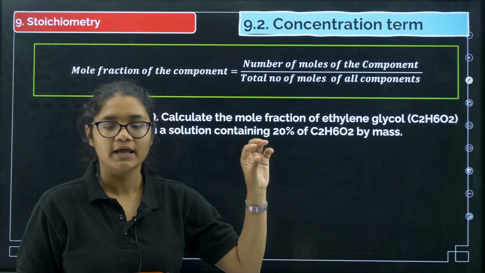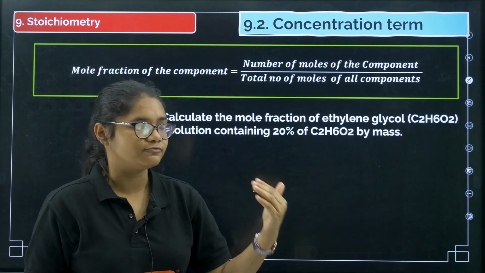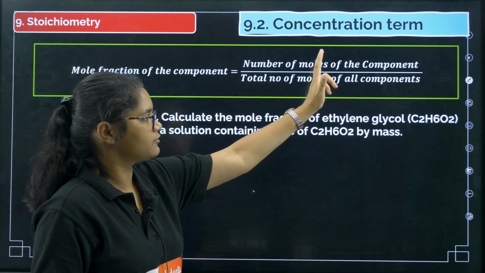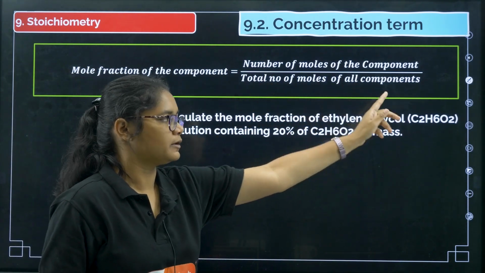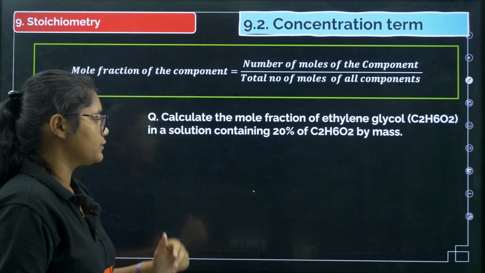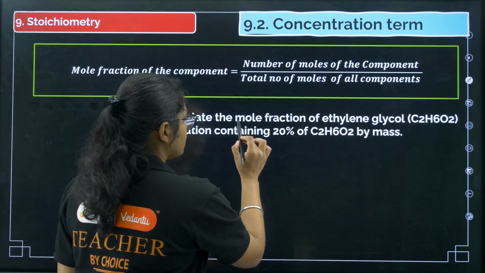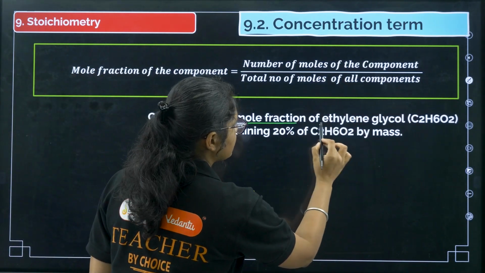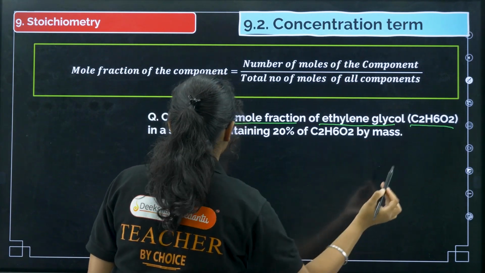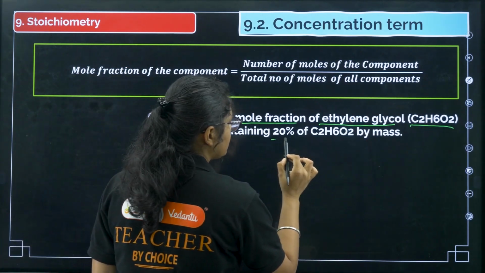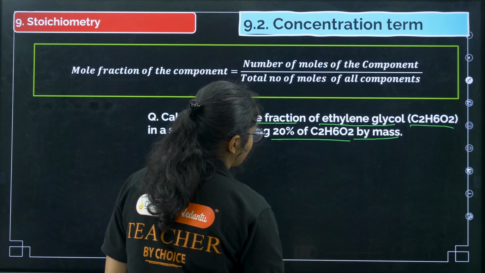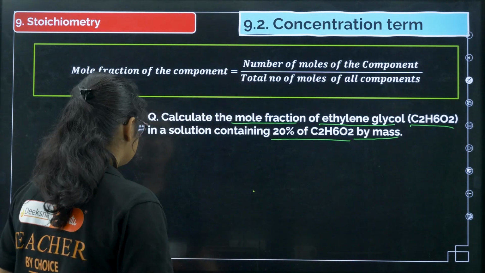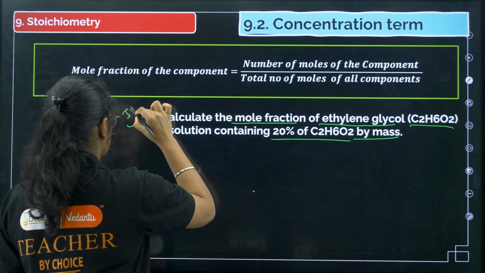If you want to calculate mole fraction of a component, the formula here is number of moles of component divided by the total number of moles of components. We'll do one question here. Calculate the mole fraction of ethylene glycol, C2H6O2, in a solution containing 20% of ethylene glycol by mass. Now see, this is a very important question.